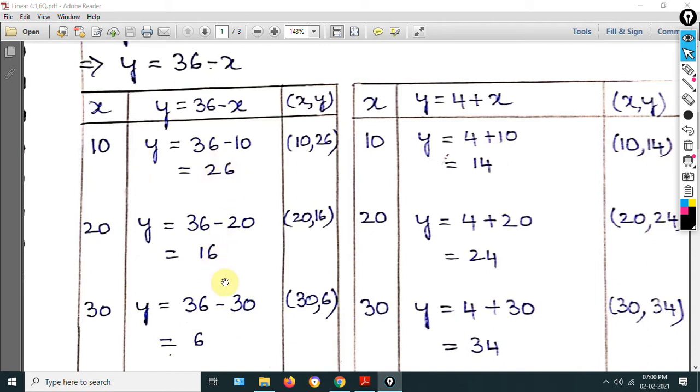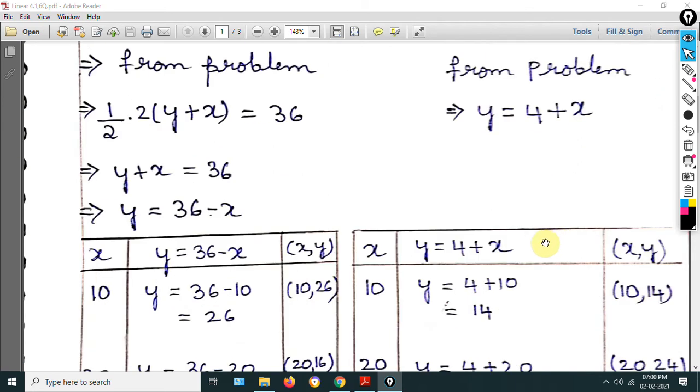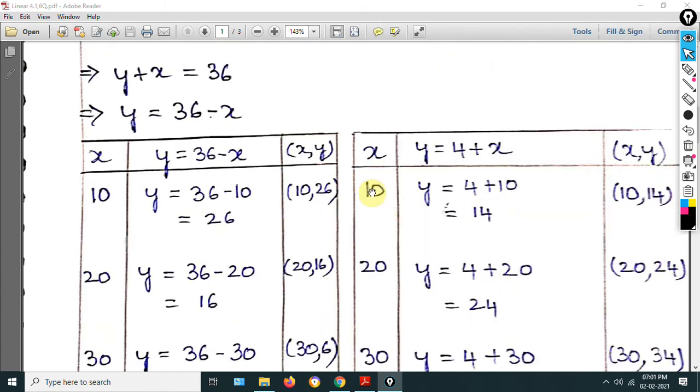Okay, so now for the second condition also we will draw the table. What is the second condition? We got y equals 4 plus x. So here I am writing x, and y is how much? 4 plus x. y equals 4 plus x. I write x comma y here. Here also I am taking x value as 10. So y equals 4 plus x. 4 plus 10 equals how much? 14. So x and y, I am writing here: 10 comma 14.